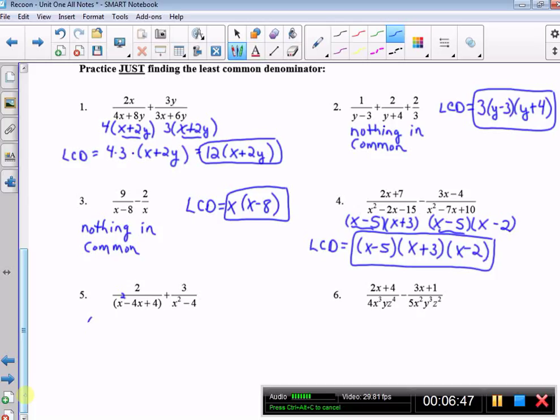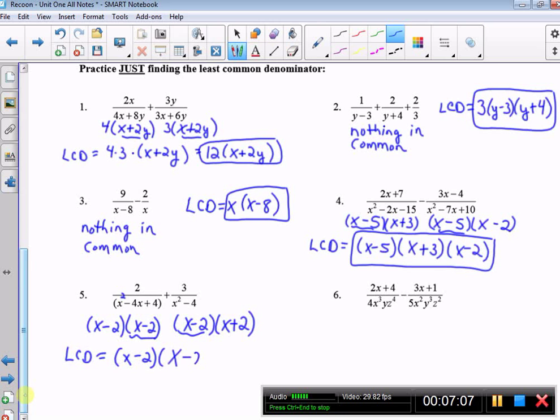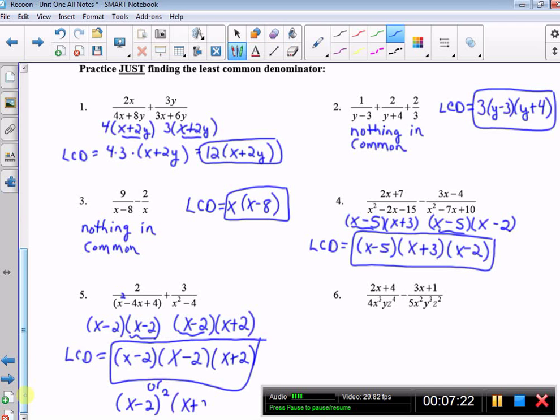So that factors to x minus 2 and x minus 2, and this is a difference of perfect squares, so x minus 2, x plus 2. So what they have in common times what they do not. And they have the x minus 2 in common, and they have x minus 2 over here by itself that's not in common, and then x plus 2. So there's the LCD, or you could write it as quantity x minus 2 squared times x plus 2.